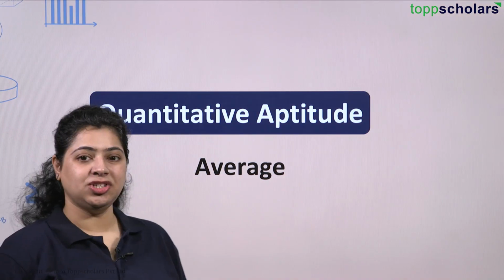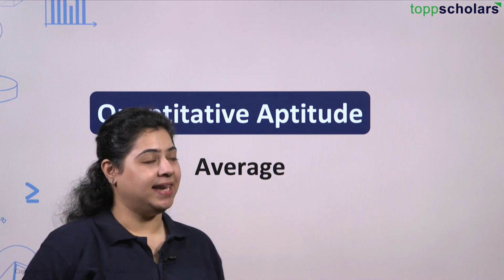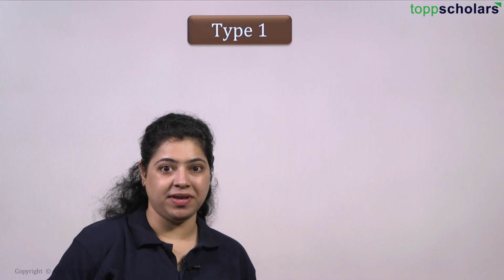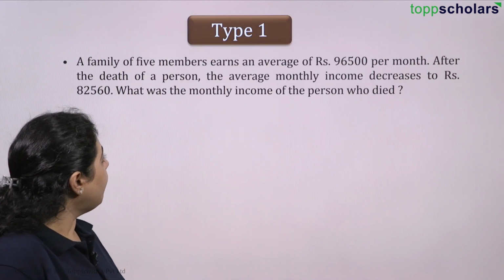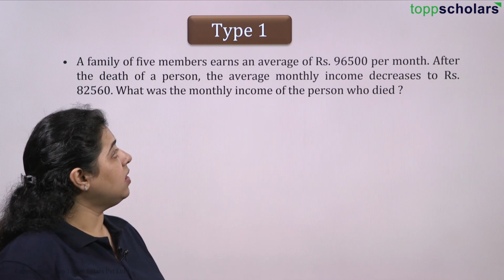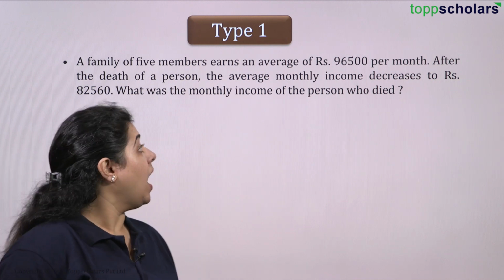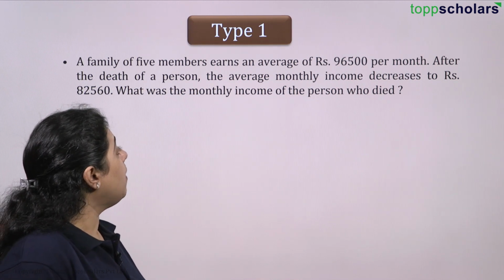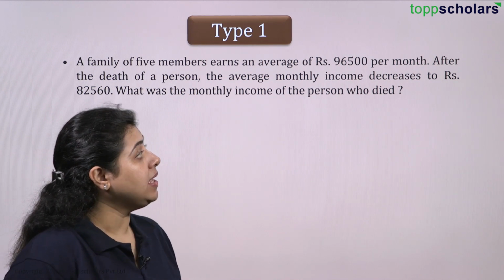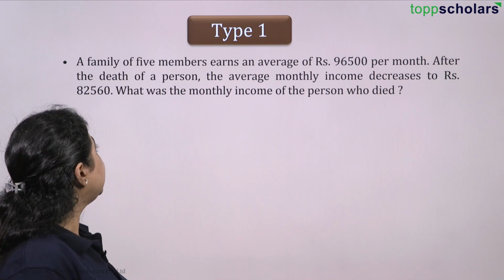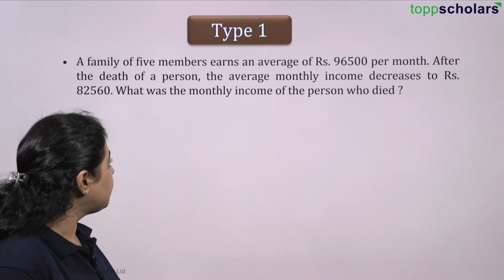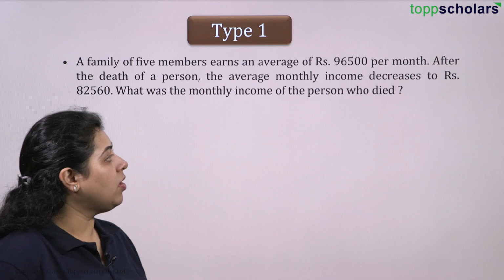We are doing average under quantitative aptitude. Let us see type 1. What we have is, a family of 5 members earns an average of rupees 96,500 per month. After the death of a person, the average monthly income decreases to rupees 82,560. What was the monthly income of the person who died?